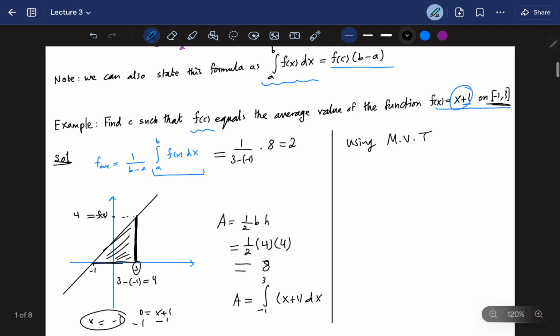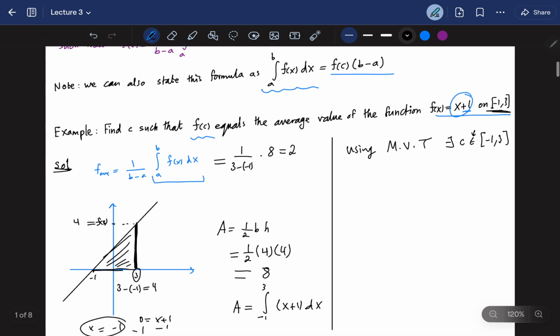By the mean value theorem, I know that there exists a c that belongs to -1 to 3. This symbol means belongs to, such that f of c is just my average value. So now f of c is just plugging in c, so this is c plus 1 is equal to 2, then c is 1.